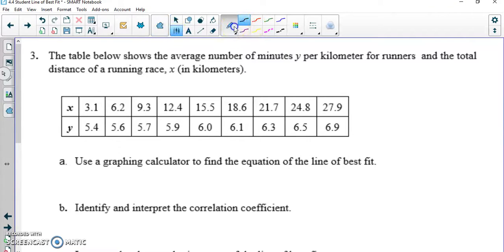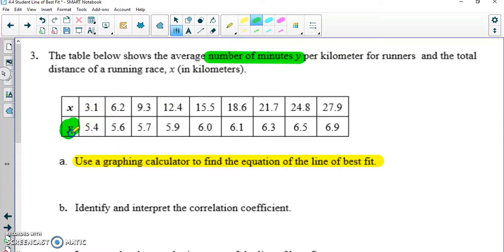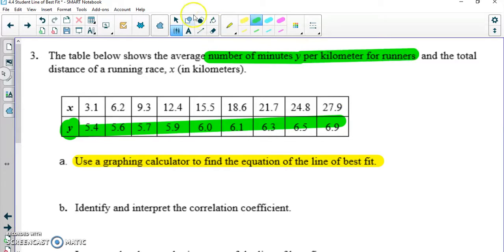So today we're going to use our graphing calculator as an example to do a problem. Our goal is to use a graphing calculator to find the equation of the line of best fit. What we've been given is a data table that shows the number of minutes, which is y, and the total distance of a running race.